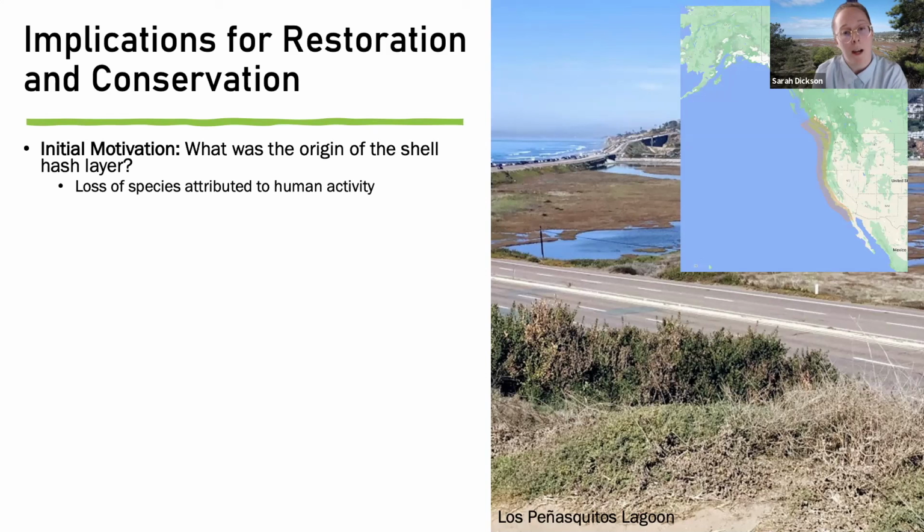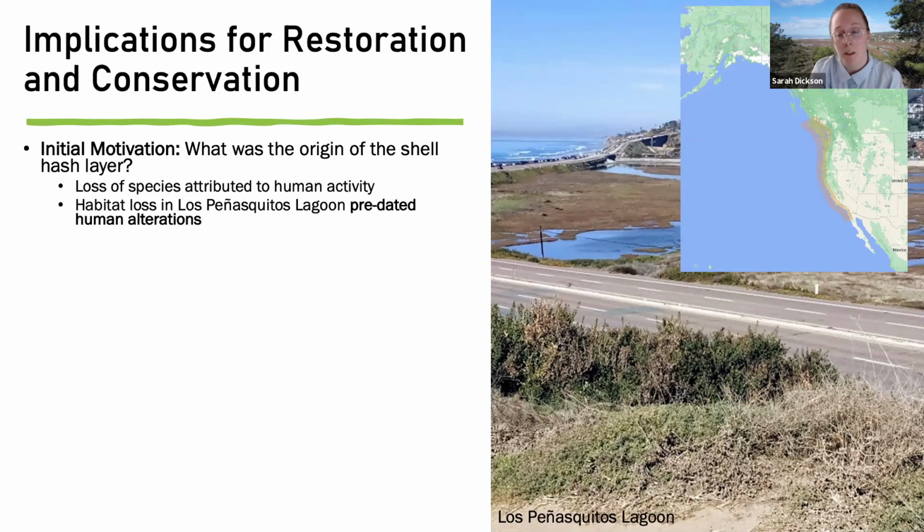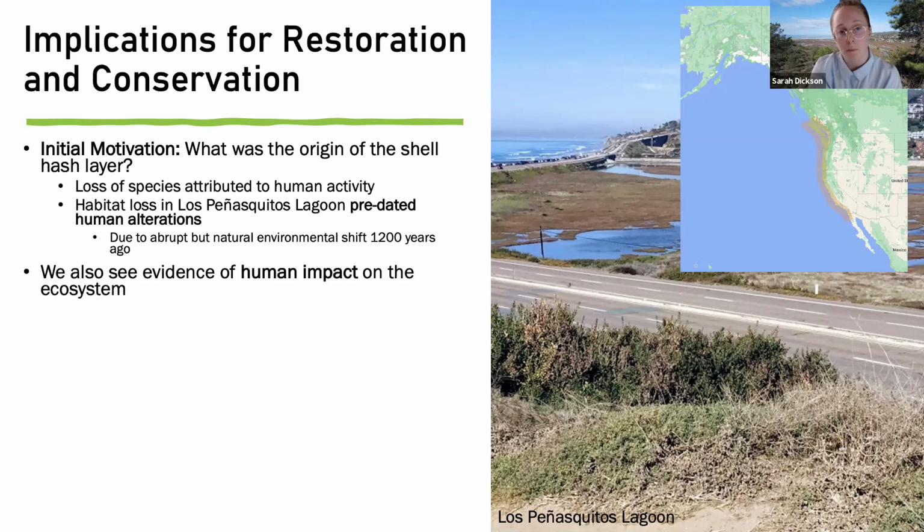The loss of suitable habitats for the species has largely been attributed to human activity in coastal environments, such as overfishing and urban development. Through this study, however, we have identified that their habitat loss in Los Peñasquitos Lagoon likely predated significant human alterations in the system and was instead due to an abrupt but natural sedimentological change triggered by a climatic shift to a warmer, wetter climate about 1,200 years ago.